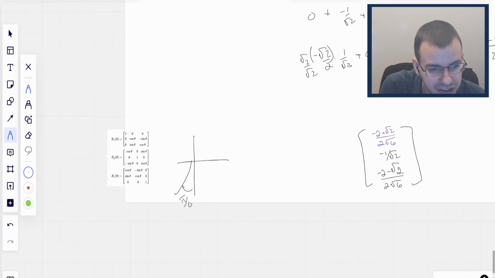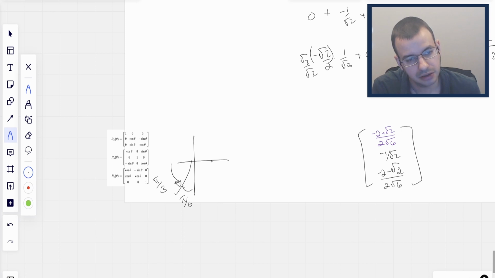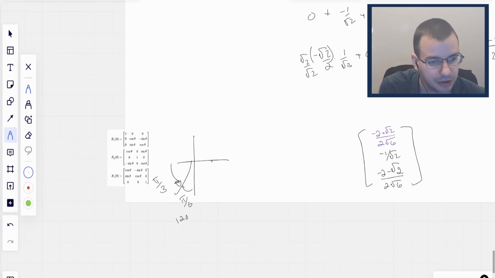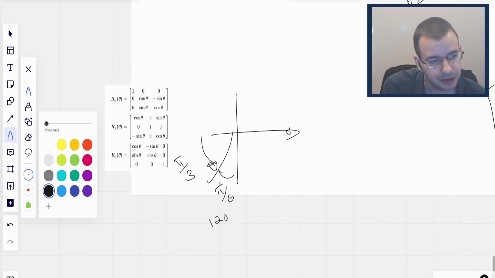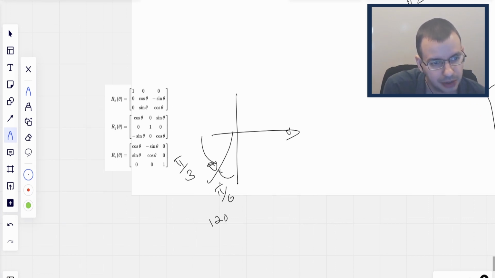So that's pi over 6, which is the same as pi over 3 from that side. So this is 60 degrees. This is 120 because that's 90 and 30. Yep, I'm good at that. And so this point right here, if we look at it from the pi over 3 side, the cosine is going to be negative 1/2, and the sine is going to be negative square root of 3 over 2.